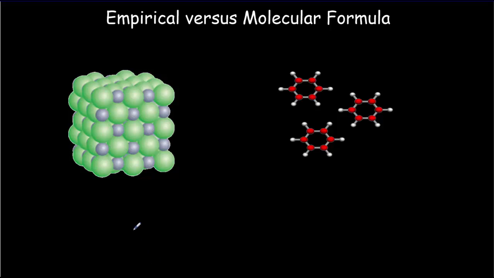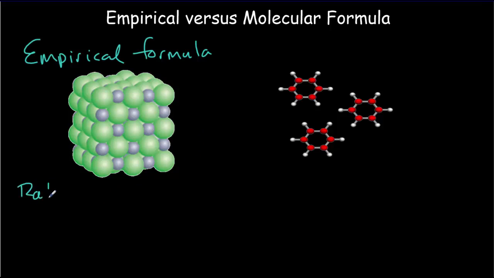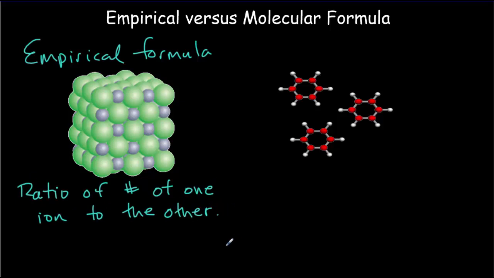Now when we're dealing with ionic solids, we only use what's called an empirical formula. In other words, we just want to know the ratio of the number of one ion to the number of the other ion. And of course we're going to want that ratio in lowest terms. So we want to say things like, oh, there's going to be 3 sodium ions for every 2 oxygen ions. Statements like that.